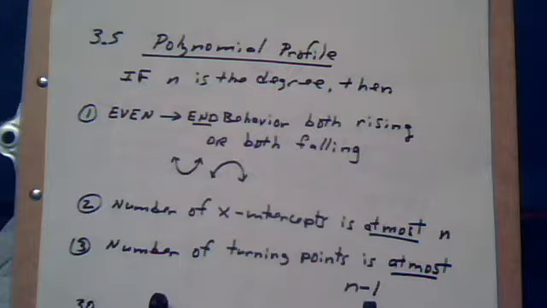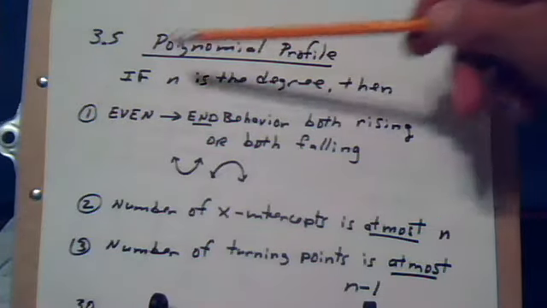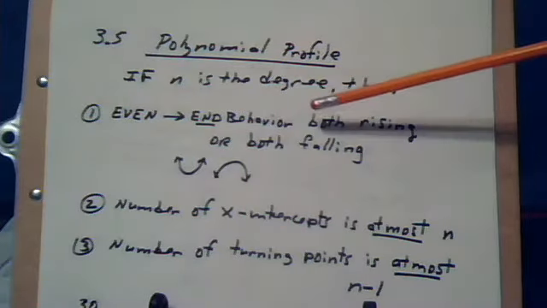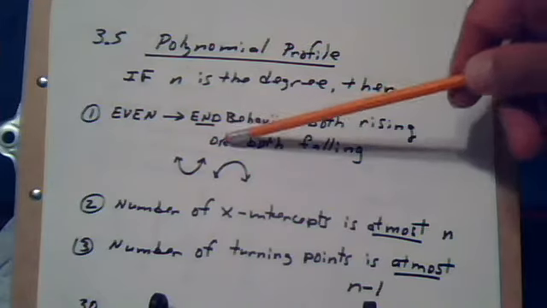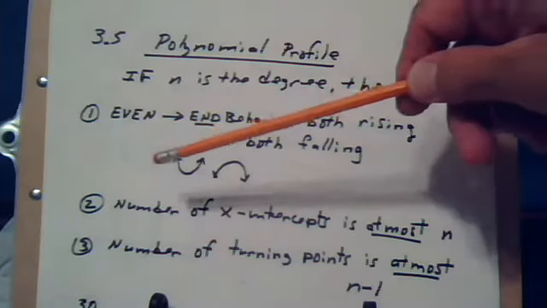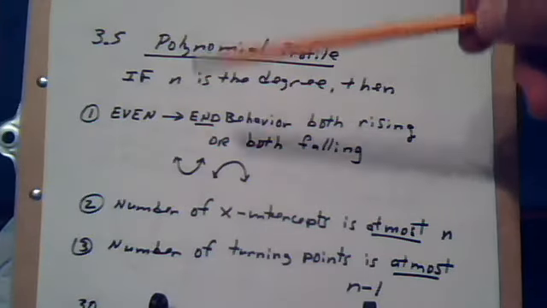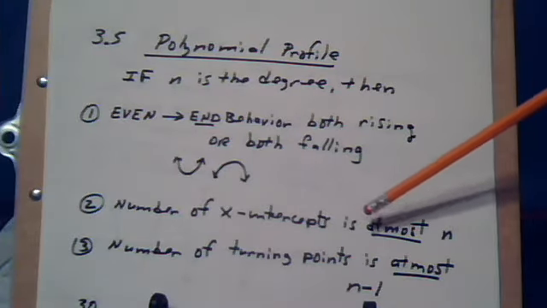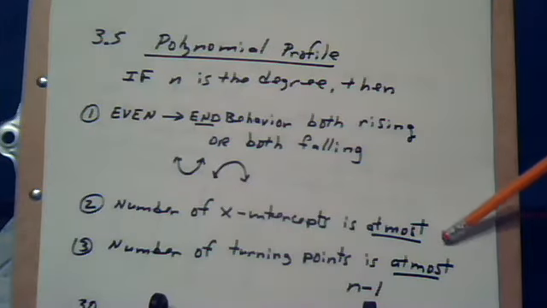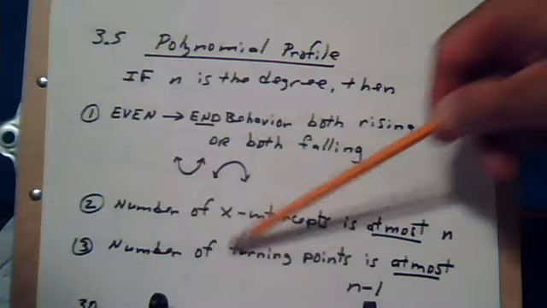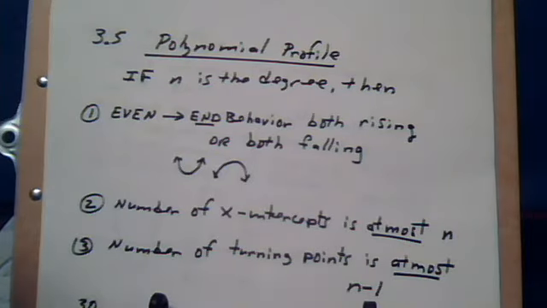Polynomial profile. Again, we're describing a polynomial. This time it's an even degree. If n is the degree and it's an even degree, the end behavior is both rising at the ends, or they're both falling. Right here at the end, they're both rising. Right here at the end, they're both falling. Also, this one has the same requirement as odd degree. Once you know the degree, the number of x-intercepts is at most n. It cannot exceed n. Whatever the degree is, the number of x-intercepts shouldn't be greater than that. And the number of turning points should be at most n minus 1. That means the number of turning points shouldn't be above n minus 1.